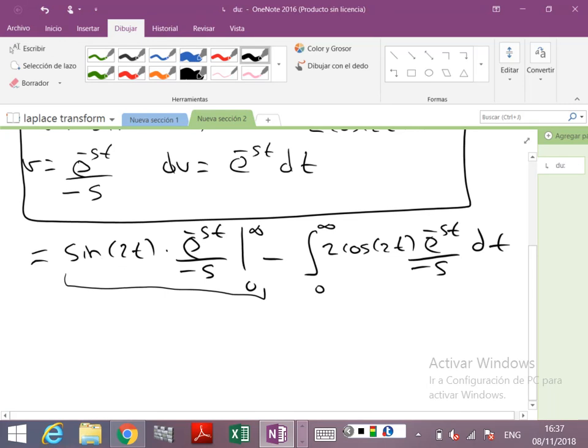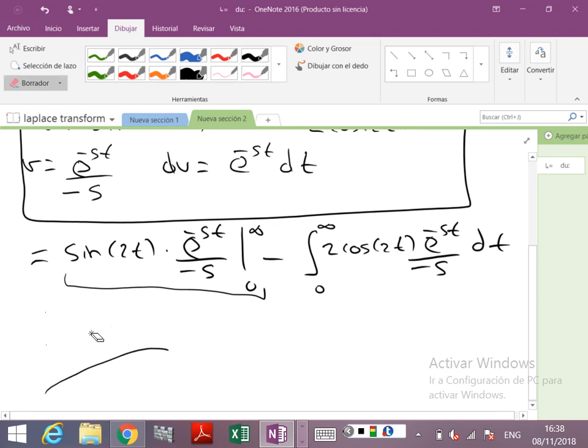So notice that this one you have sine of 2t. So sine of 2t is oscillating, right? So sine of 2t is like this. But then you have e to the minus st. So that changed the graph. So e to the minus t is decreasing. So the graph of this function is going to be something like this. So s is just a constant, so we don't care about it. So when this is going to infinity, the whole thing is going to 0, right?